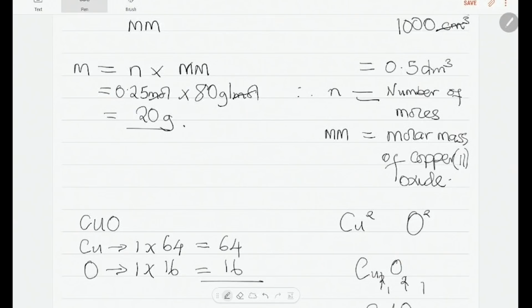Question 10. Which of the arrangements below is suitable for collecting a soluble gas that is denser than air? The correct option there, for a gas that is denser than air and soluble as well, is option C.